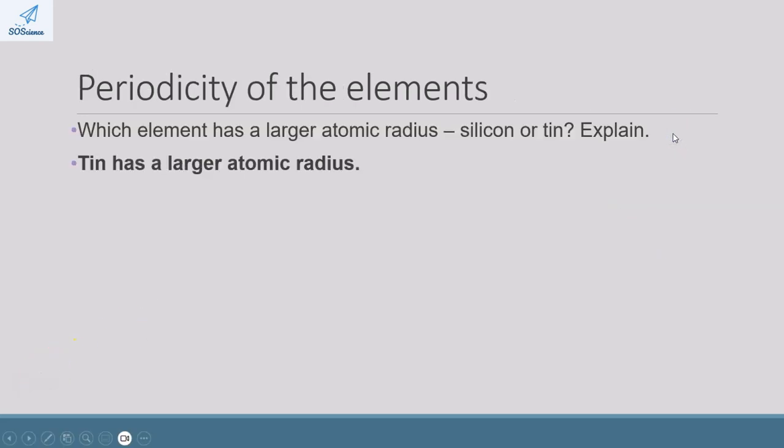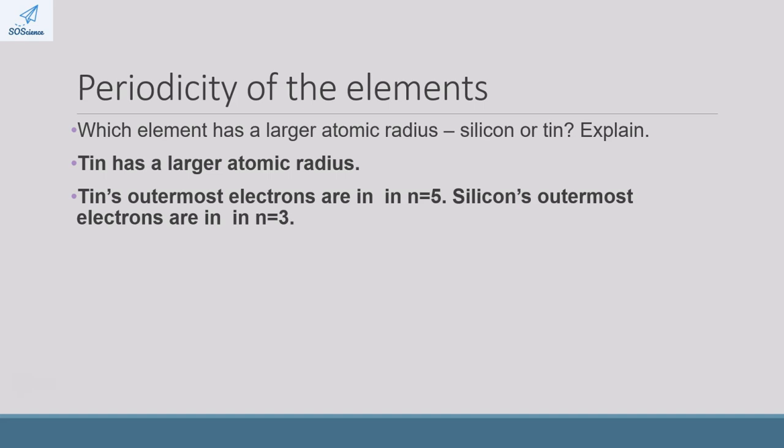So to provide the model answer, which might be out of 4 marks, first thing you would say is that tin has a larger atomic radius or that silicon has a smaller atomic radius. You then need to mention in which energy level the outermost electron of each of these elements exists. So you have to say that tin's outermost electrons or tin's valence electrons are in n equals 5 and silicon's valence electrons are in n equals 3. That would account for another 2 marks.